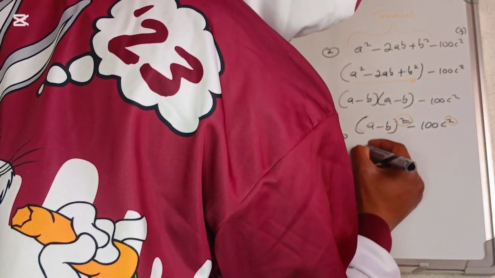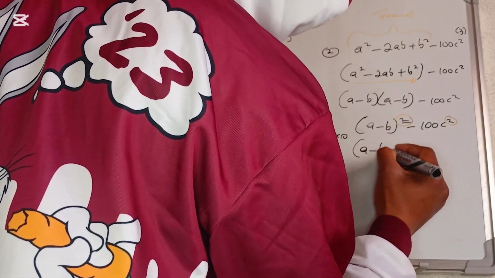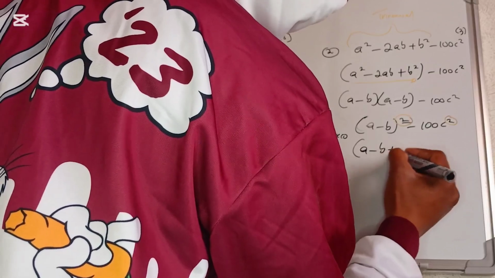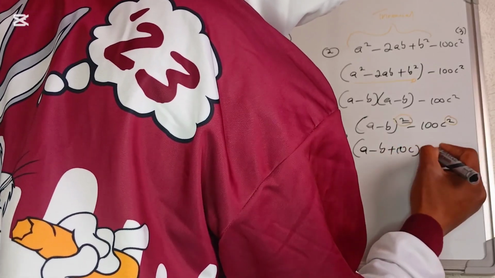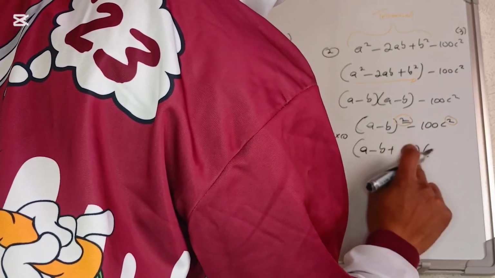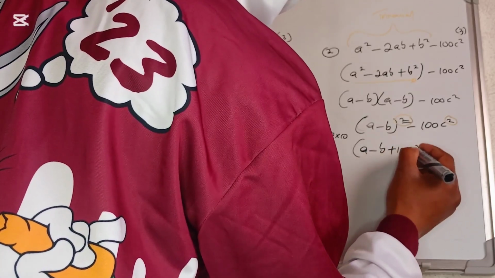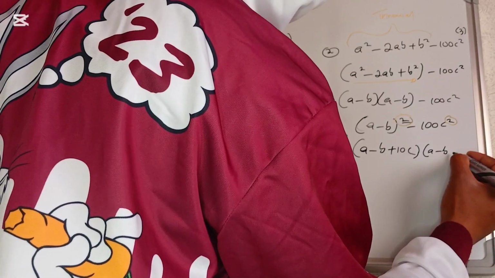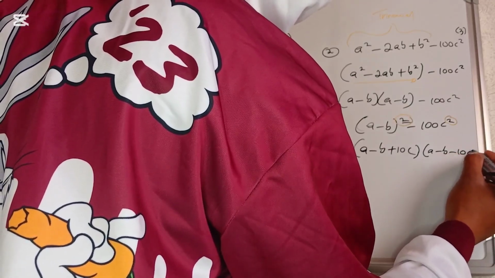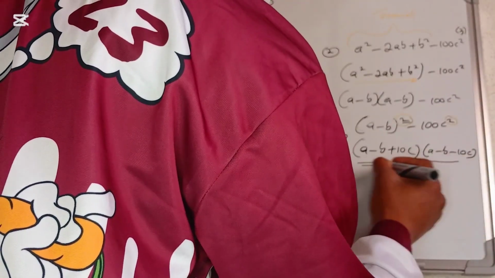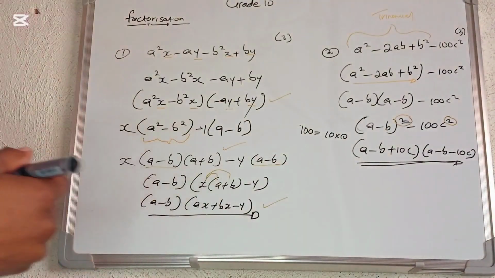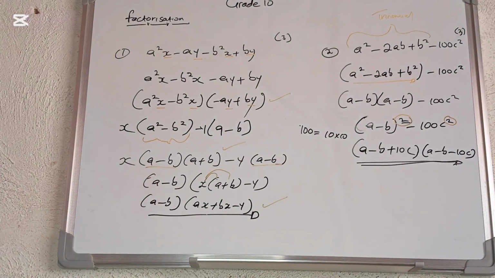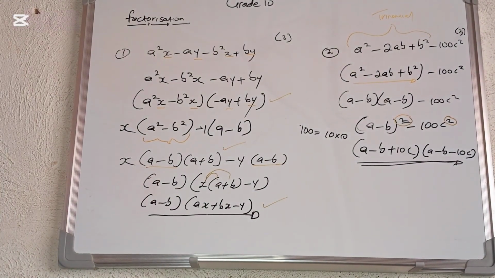So we're going to have what? A minus b plus 10c, and then a minus b minus 10c, and then you have solved your equation. Then you get yourself 3 marks, and if you're lucky, it's going to be 4 marks.